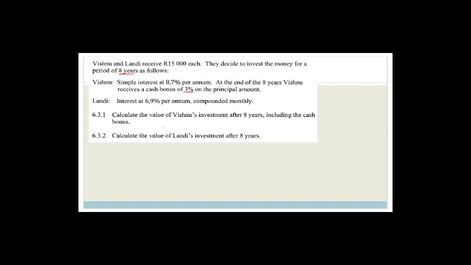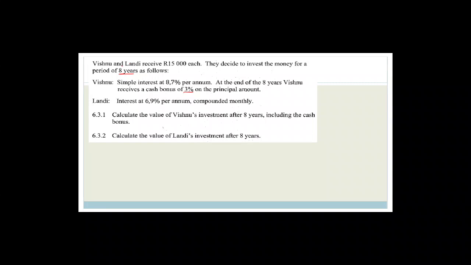They're being kind of nice, because question one says calculate the value of Vishnu's investment and 6.3.2 says calculate the value of Landi's investment after 8 years. What they could do is be really mean and say to you, which of the two made the better investment choice and show all your calculations. So they're actually being really nice in asking you to do it this way. So let's talk about Vishnu.